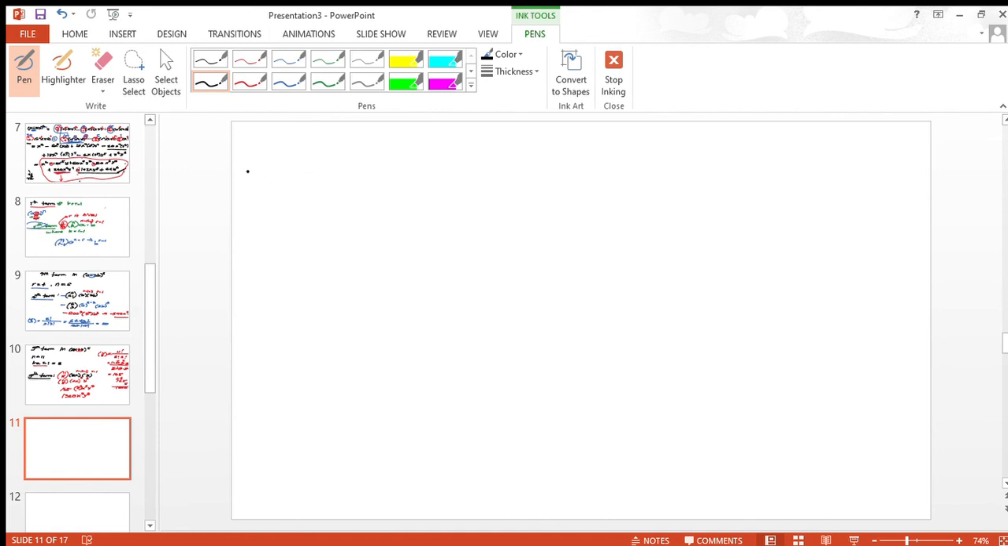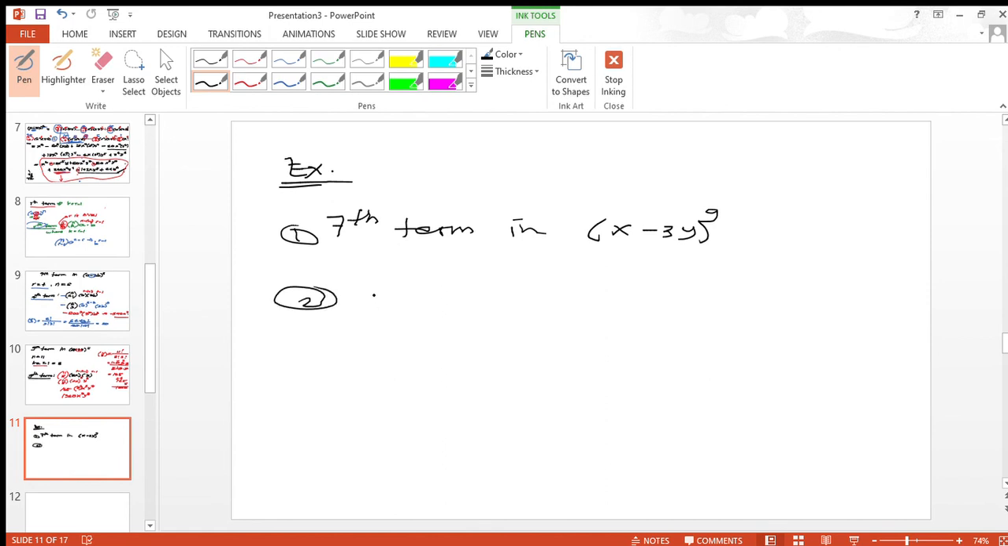Let me just give additional problems. Let's say you can work on the following exercises. Find the seventh term in x minus 3y raised to 9. And then a second example that you can work on: find the 10th term in a minus 4b raised to 12.